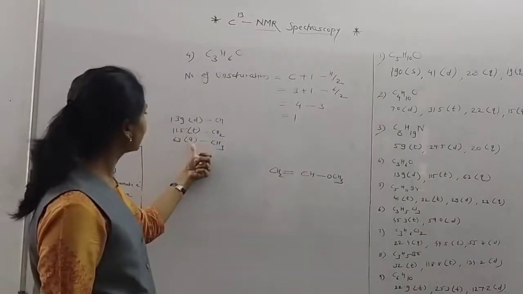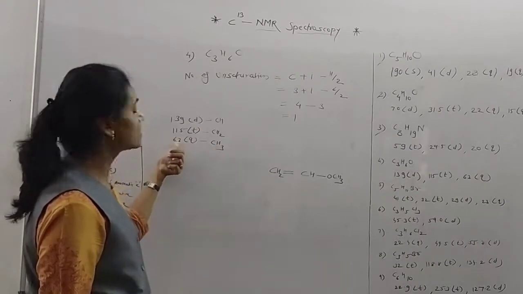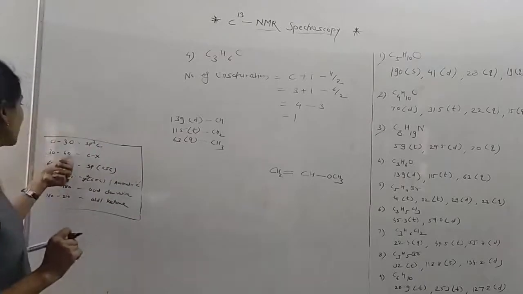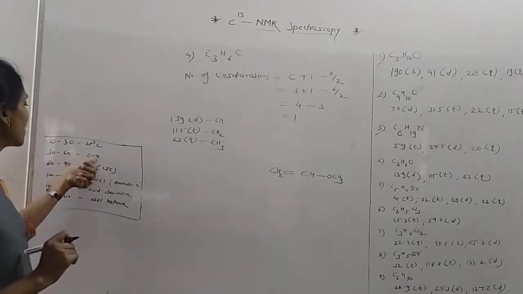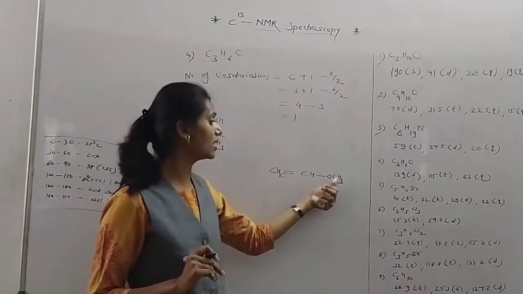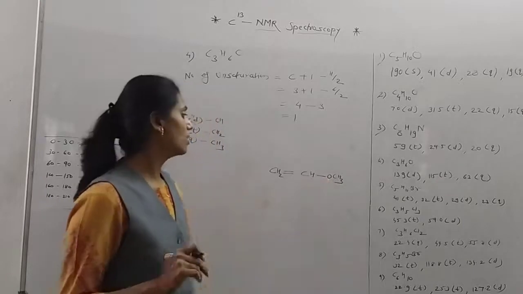And see here, this quartet due to this CH3 group, we have obtained in which region? 63, that means near about the 30 to 60 region. That means this carbon atom is attached to an electronegative group. In this structure this carbon atom is attached to an electronegative group. Which group? It's an oxygen atom.